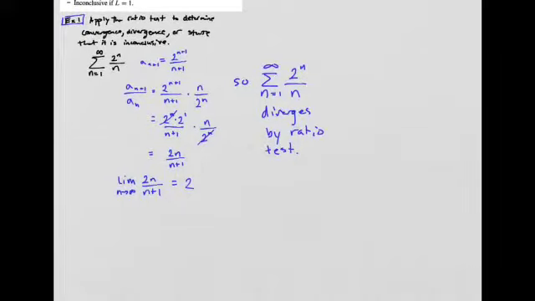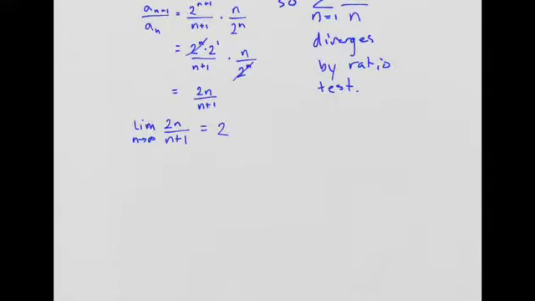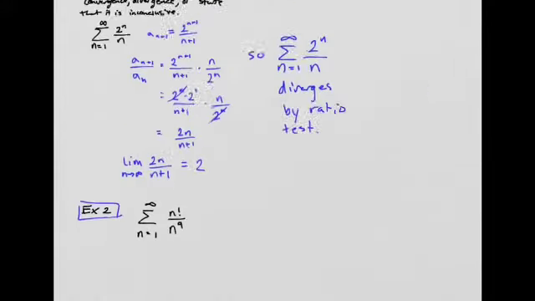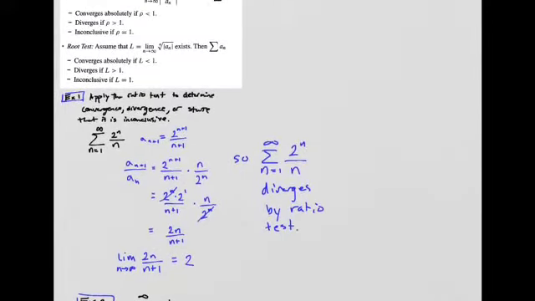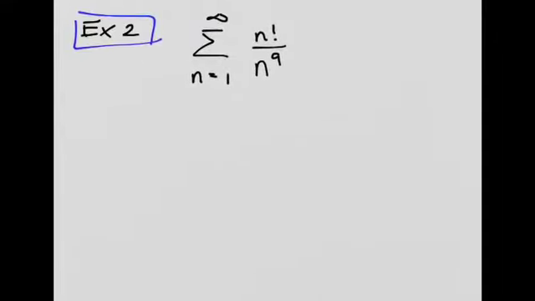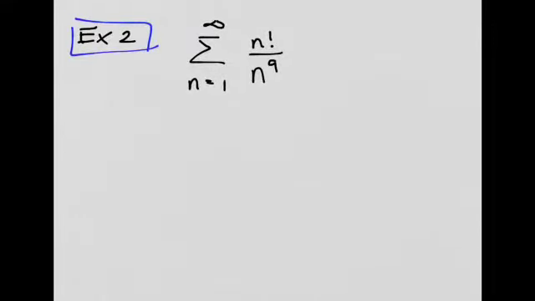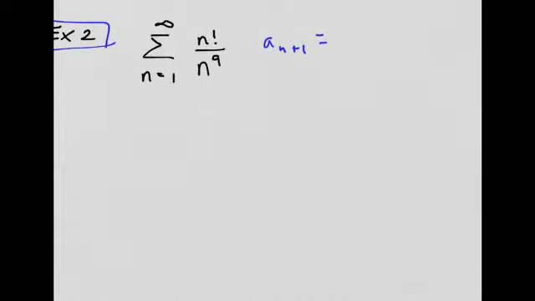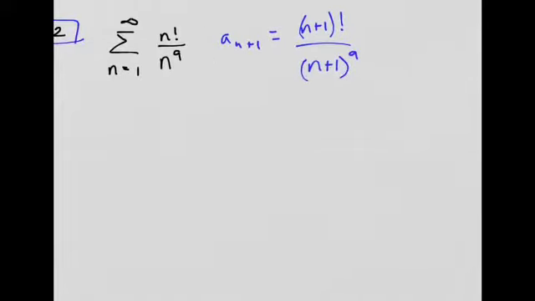Great. Okay, so let's look at example 2. For this one, we're going to do the exact same thing, same instructions, with the same conclusions. So here we go. First, I would write down a sub n plus 1, and this is where I think people would get confused, so that's why I'm doing this. N plus 1 factorial divided by n plus 1 to the 9th. And then I'll go ahead and divide.